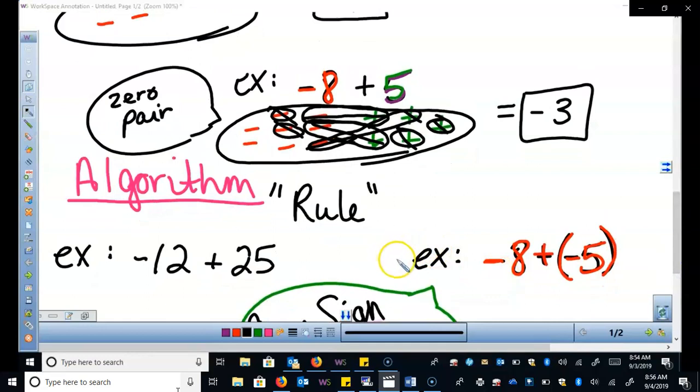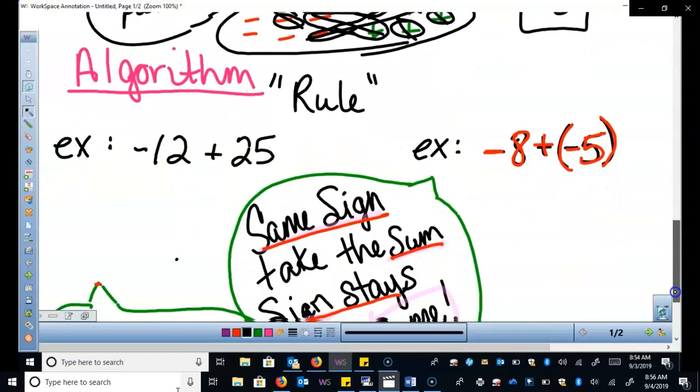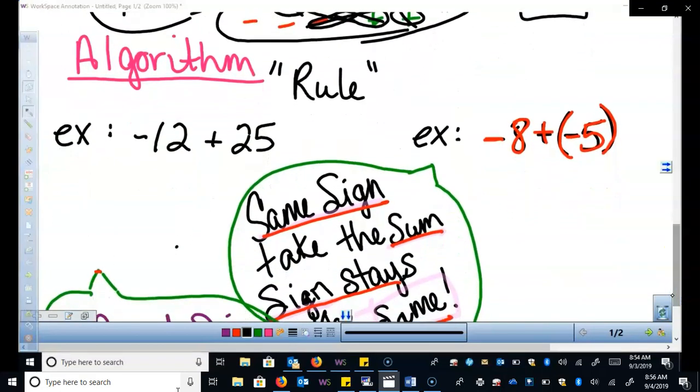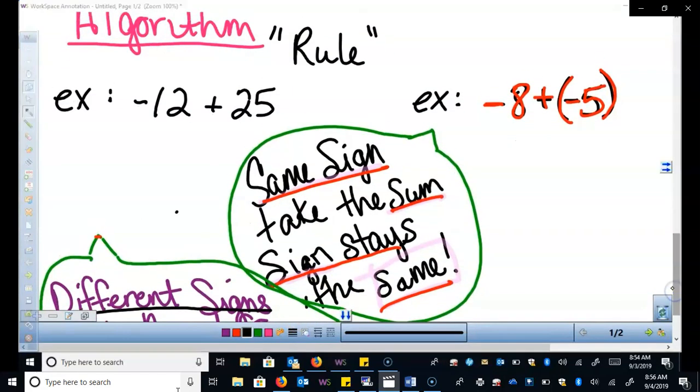Well, there's a fun little saying. So -8 plus -5. They're both negatives, which means they have the same sign. So our saying is, the same sign, we take the sum, the sign stays the same. Oh my gosh, I know that's a mouthful. It's kind of fun to say. Go ahead. Okay, so same sign, you take the sum, the sign stays the same.